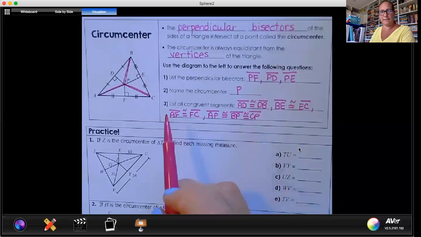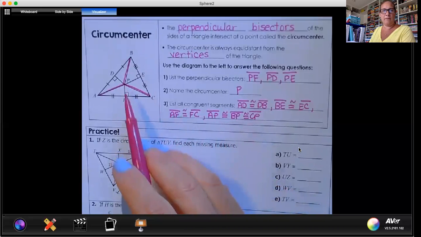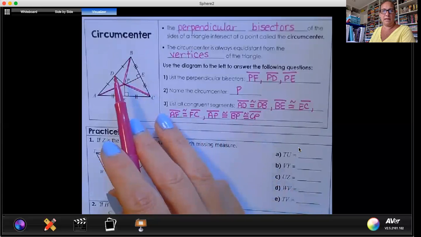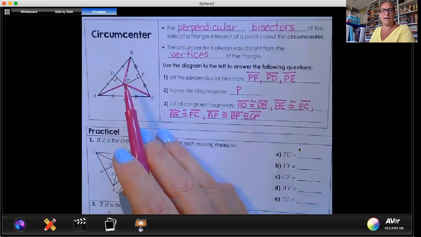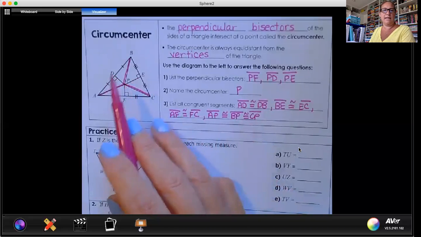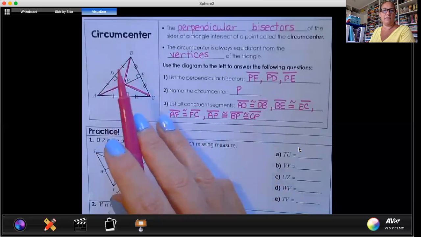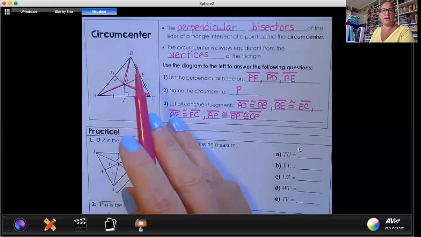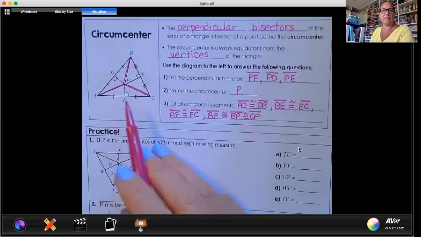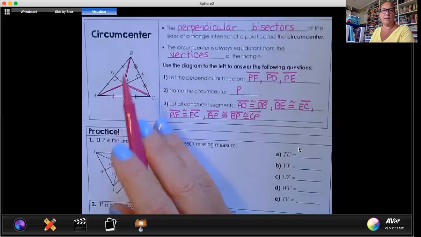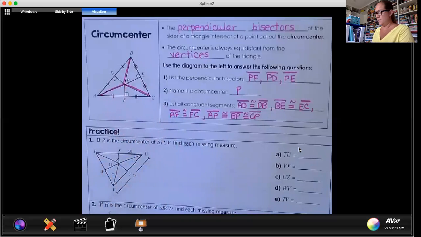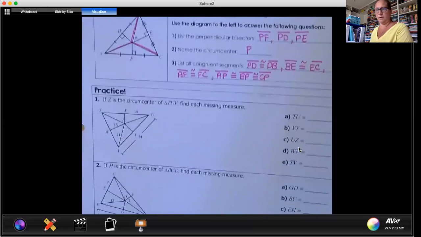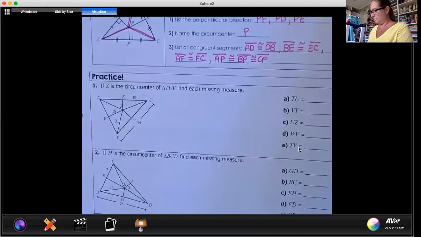So the perpendicular bisectors are PF, PE, and PD. Notice they go to the opposite side, cut it in half, and create a right angle. The circumcenter is P, and congruent segments are AD and DB. They are the same, cuts the side in half. BE and EC, AF and CF, and then AP, BP, and CP. So if you use that information, these problems here at the bottom shouldn't be too difficult.